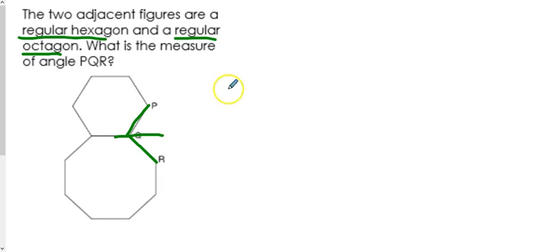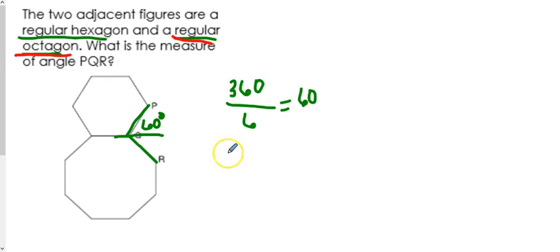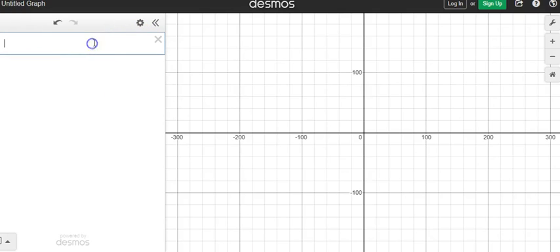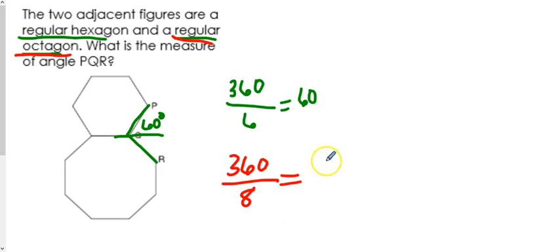So the top shape was a hexagon. So we're going to do 360 divided by 6, and we will get 60 degrees, which means this top one here is 60. And then we're going to find the bottom one, and this was a regular octagon, which is 8 sides. So 360 divided by 8 equals, all right, let's check that one out. 360 divided by 8 is 45.